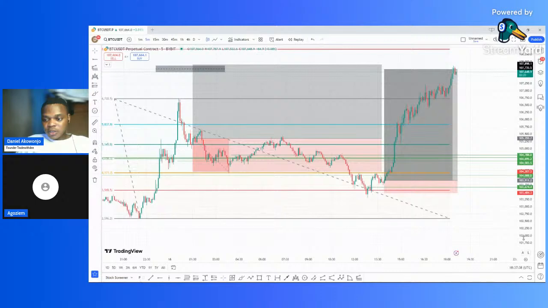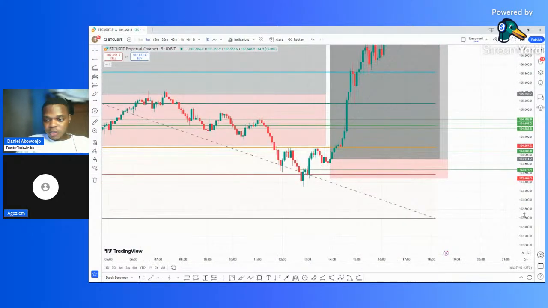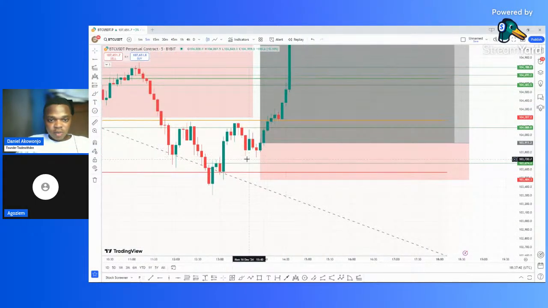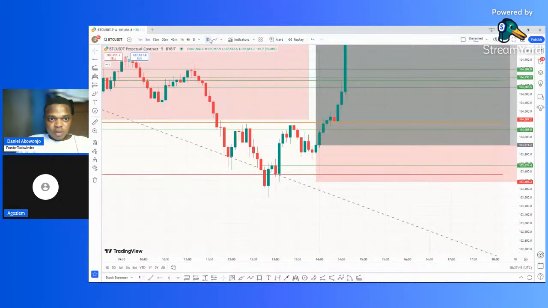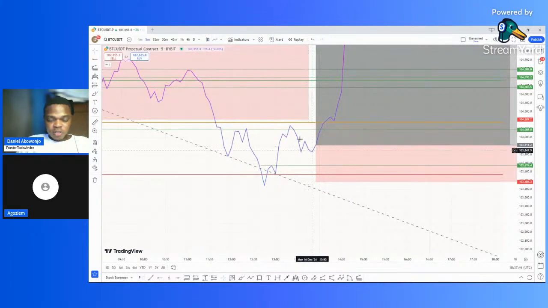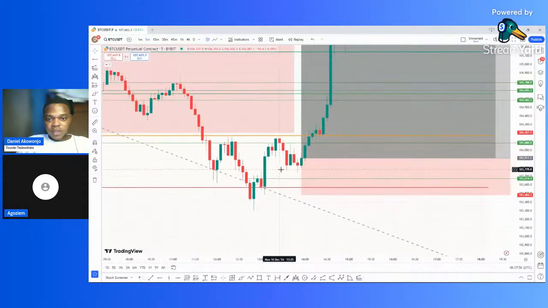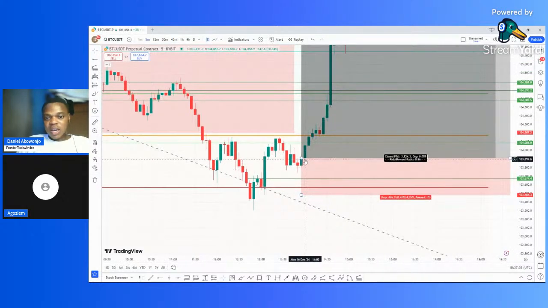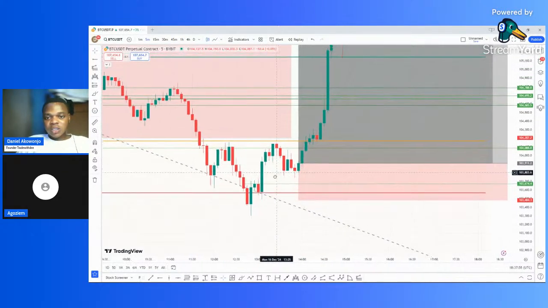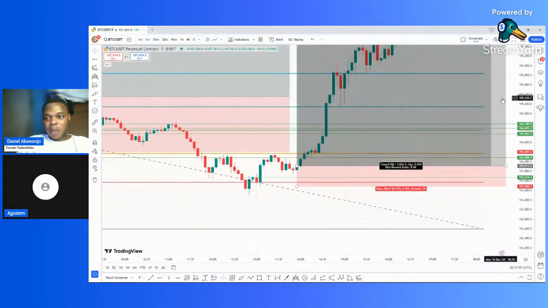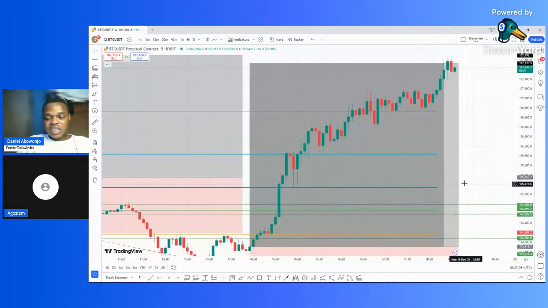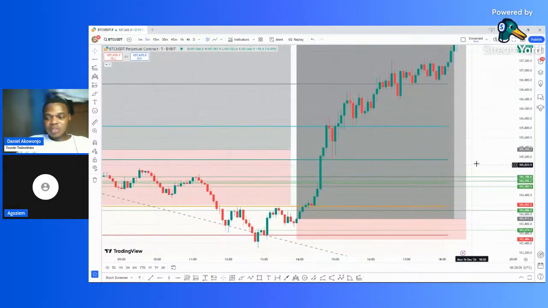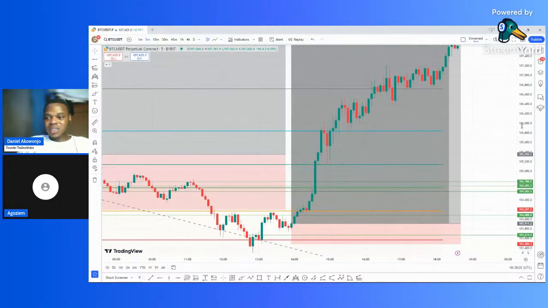Then I just got in upon the confirmation of my W pattern. Can you see that W pattern right there? This is the W pattern. Very nice. If you change it to the candlestick chart, you see the W pattern. And immediately I saw that bullish candlestick, I went in long. And you can see all this did not just happen in days. This happened in just 2 hours, 3 hours.